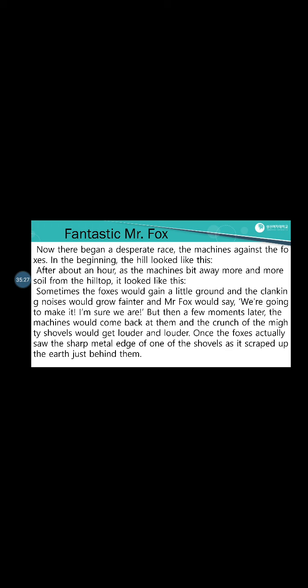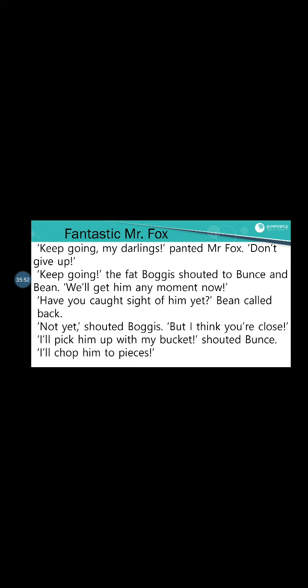Sometimes the foxes would gain a little ground, and the clanking noise would go fainter, and Mr. Fox would say, "We're gonna make it, I'm sure we are." But then, a few minutes later, the machines would come back at them, and the crunch of the mighty shovels would get louder and louder. Once the foxes actually saw the sharp metal edge of one of the shovels as it scraped up the earth just behind them.